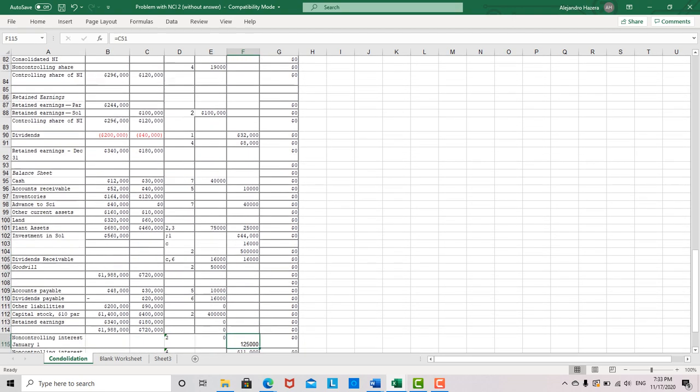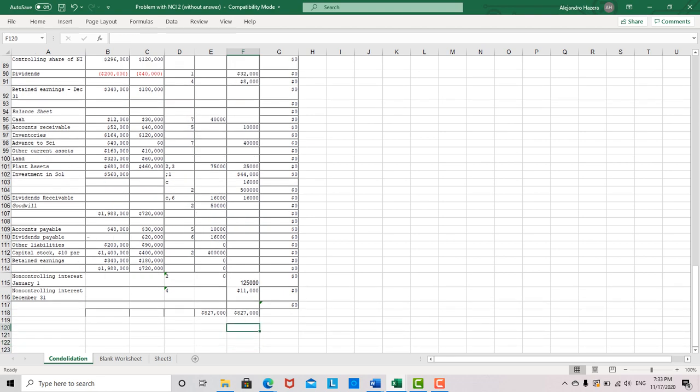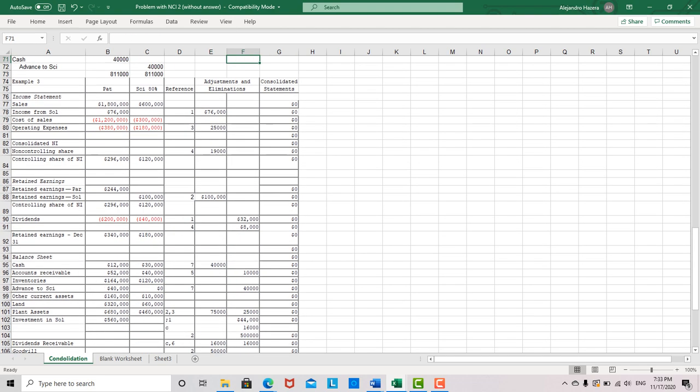Okay, so let's see if our entries total. They do, 827. Now we can finish the consolidation. Remember, work across, work down. Sales, 2.4. Income from sub, 0, because you'd be double counting. Then cost of goods sold, 1.5 million.